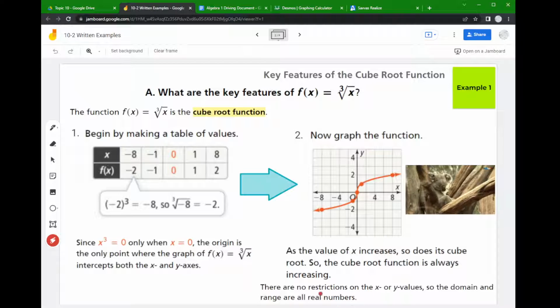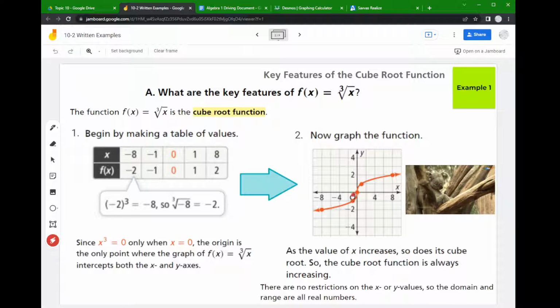Now, there aren't any restrictions on the x or y values. So if we're talking about the domain and the range, the domain describes the x's. Notice that the graph goes forever to the left and forever to the right. So we would say that the domain is all real numbers because it continues forever in both directions.